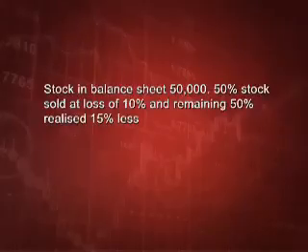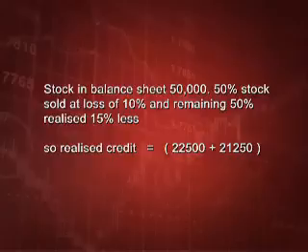Entry number 2. Suppose there is a stock in the balance sheet of 50,000 and it is written 50% stock sold at a loss of 10% and the remaining 50% realized 15% less. That means the previous 50% is realized at 10% less and the remaining at 15% less. So in realization account we will show 25,000 minus 10%, that is 22,500, plus 21,250, that is after deducting 15%.